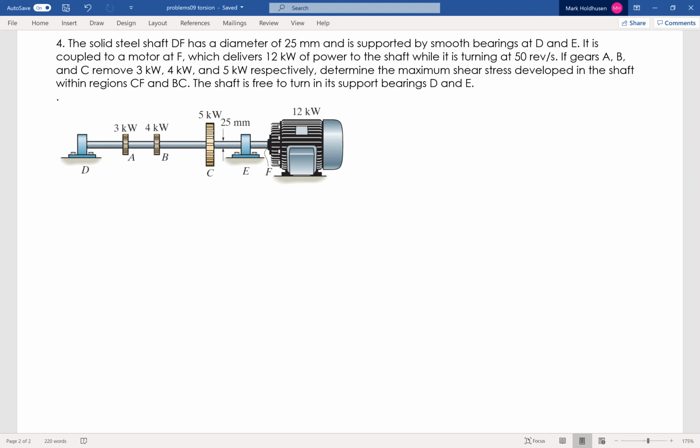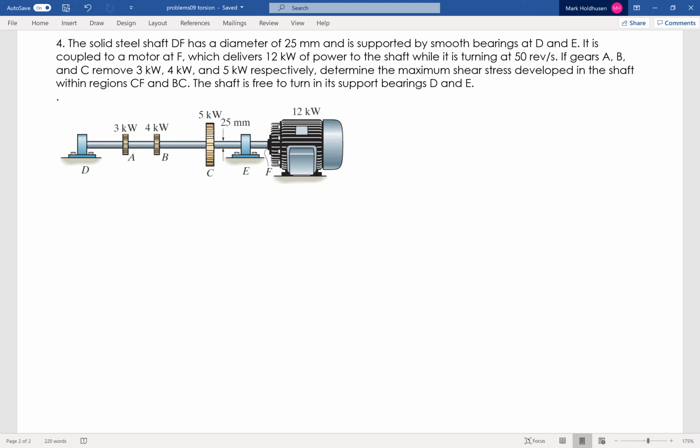Okay, so I've got a steel shaft diameter going through some bearings. The motor delivers 12,000 watts of power at 50 revolutions per second. At each gear, it pulls off some amount of power to drive something, as shown there. And I want to find the maximum shear stress in elements CF and BC.